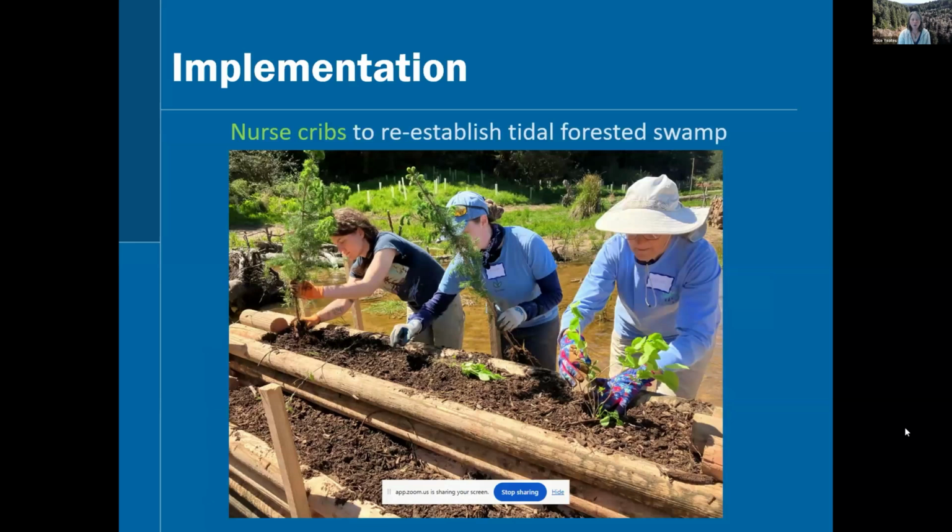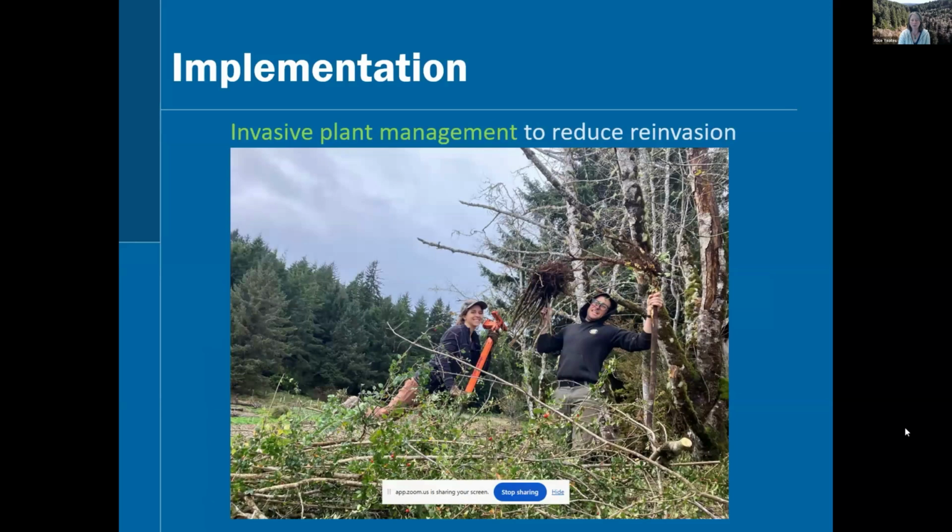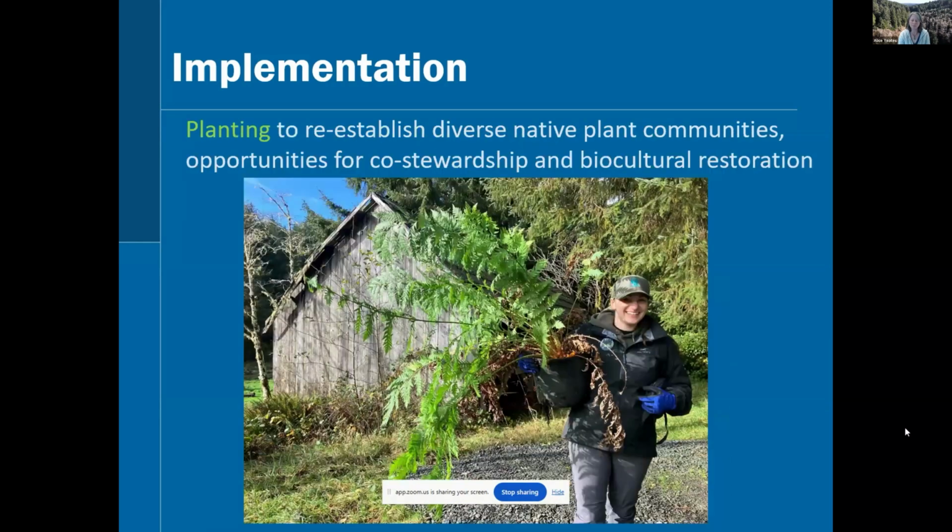And so we use nurse cribs to re-establish tidal forested swamps. This is a really important habitat type that we've largely lost throughout Oregon and its range. This little area of tidal influence here is where we're building these cribs to plant the species associated with those, which is primarily Sitka spruce in our area, and then understory species. We're continuing to do invasive plant management to reduce reinvasion in these disturbed systems following restoration.